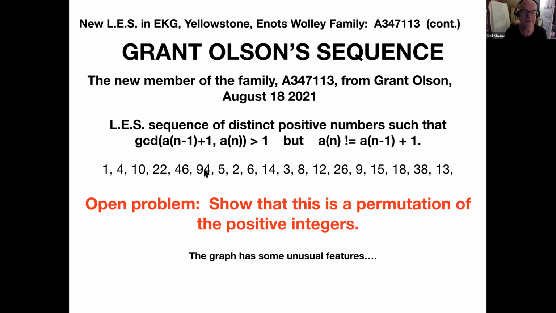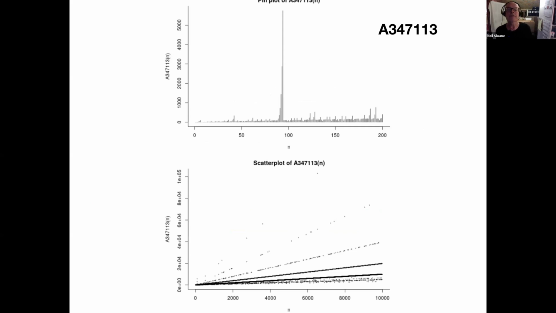up to 94. Now, when we add 1, we've got 95, and we need the smallest number which has a common factor with 95 that hasn't been used. Well, now we can bring in 5 that's been waiting around, and then 2, and so on. And the problem is to show this is a permutation of the positive numbers. And the reason I think this might be hard is that if you look at a graph of this, it looks even more irregular than the Yellowstone permutation.